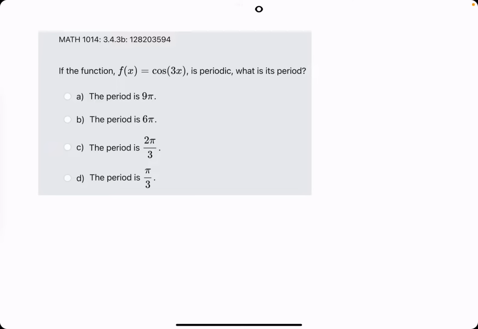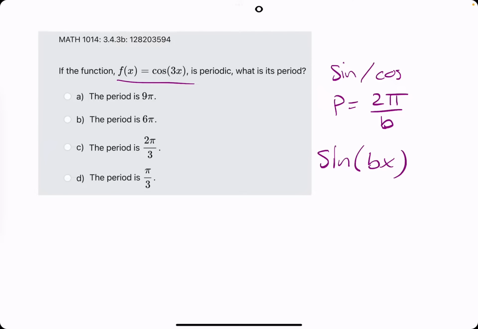Okie dokie. In this problem, they say if the function cosine of 3x is periodic, what is its period? It very much helps for these problems to understand that for sine and cosine functions, the period you will find by doing 2 pi over b, where b is the coefficient of the x term. So sine of bx or cosine of bx, whatever number is attached to x is your b.